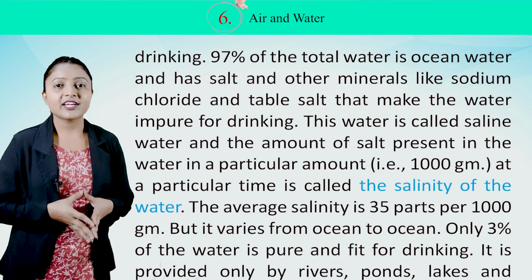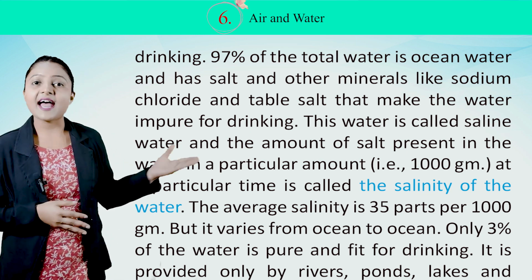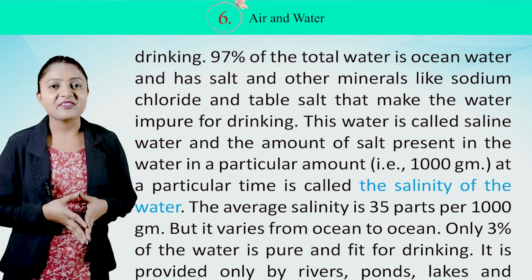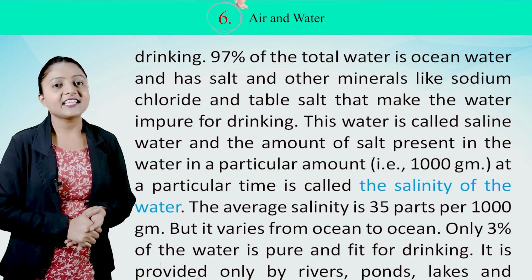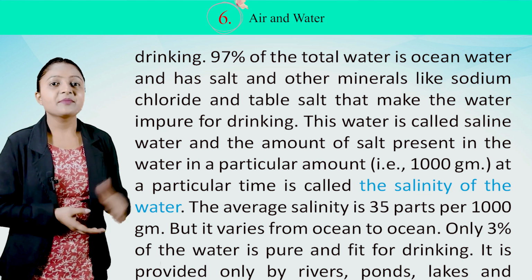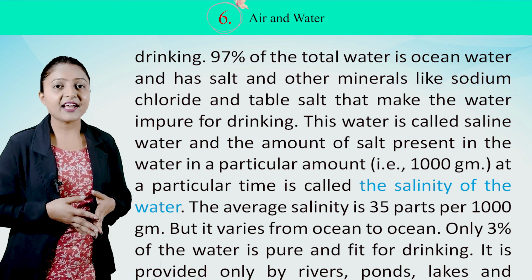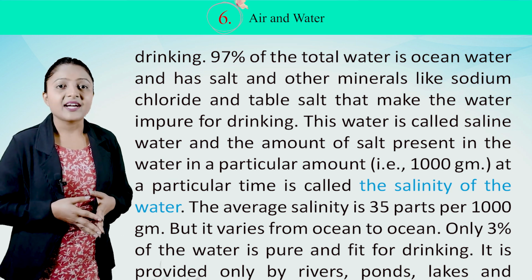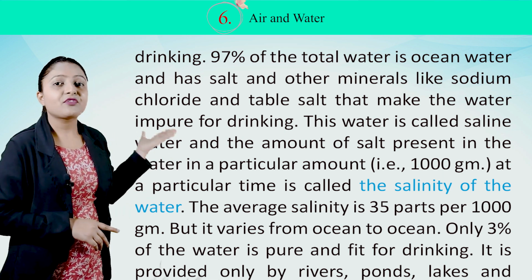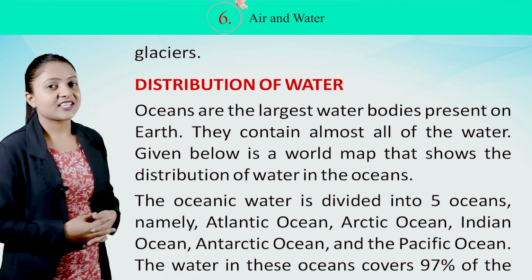97% of the total water is ocean water and has salt and other minerals like sodium chloride and table salt that make the water impure for drinking. This water is called saline water, and the amount of salt present in a particular amount of water, that is 1000 gram at a particular time, is called the salinity of the water. The average salinity is 35 parts per 1000 gram, but it varies from ocean to ocean. Only 3% of the water is pure and fit for drinking. It is provided only by rivers, ponds, lakes, and glaciers.